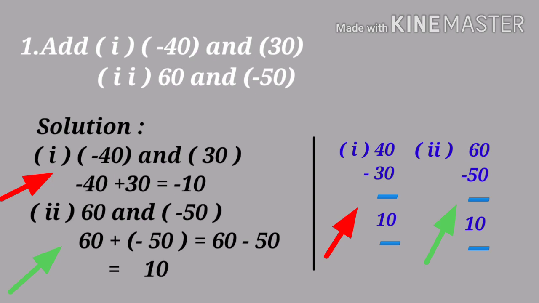Similarly, to add 60 and minus 50, we have to subtract 50 from 60. That is 10. Put the sign of 60. That is plus. Hence, the answer is plus 10.